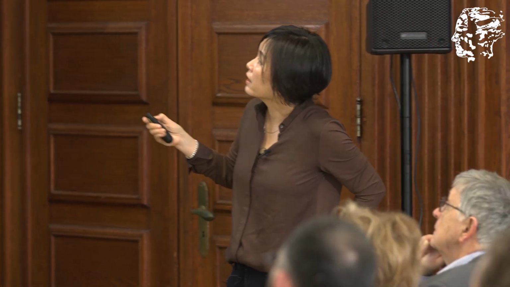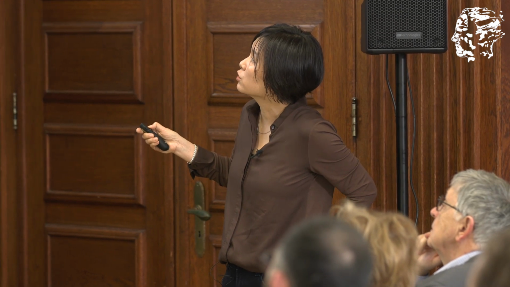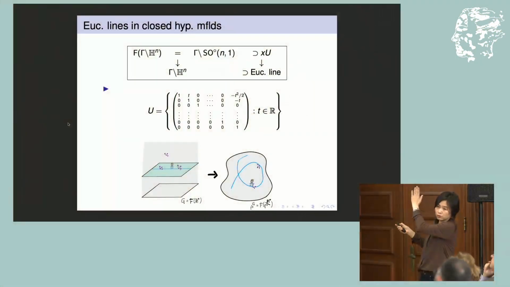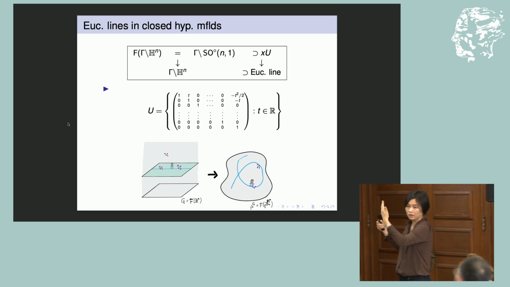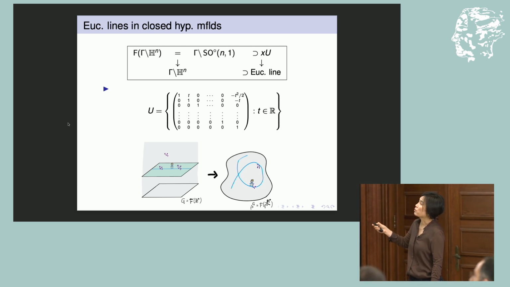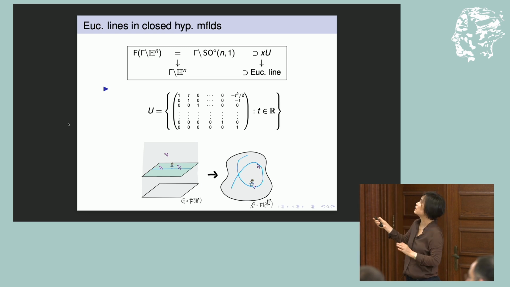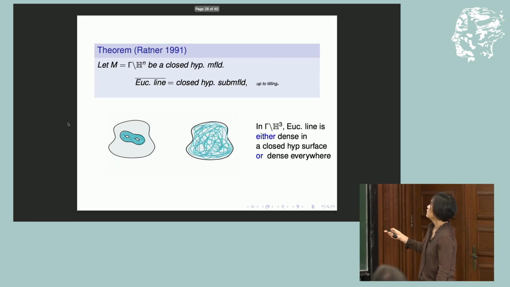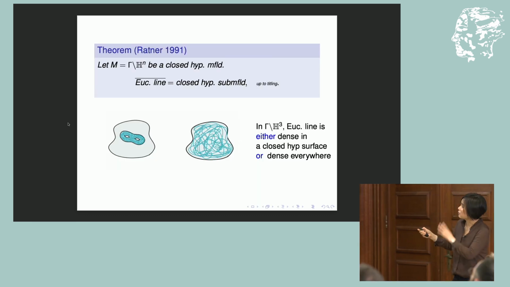So again, as before, to understand the closure of a Euclidean line, it suffices to understand the closure of a U orbit. And then Ratner's theorem described this, because it was G mod gamma, and we are assuming this Hn mod gamma is compact, which means that this space is also a compact space. So Ratner's theorem applies. Okay? So Ratner's theorem gives the following statement.